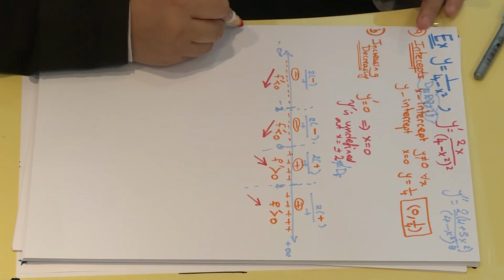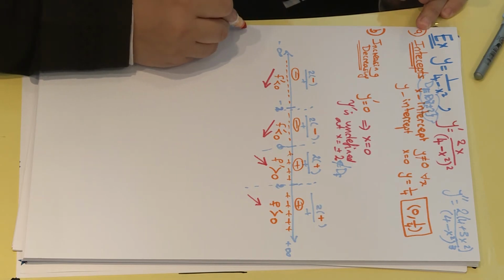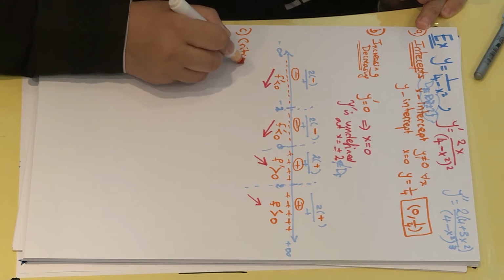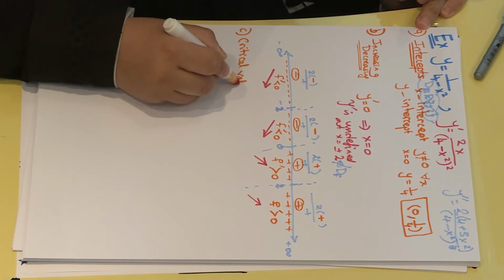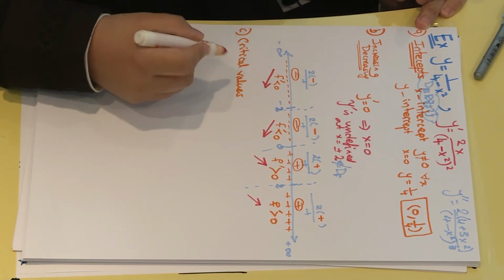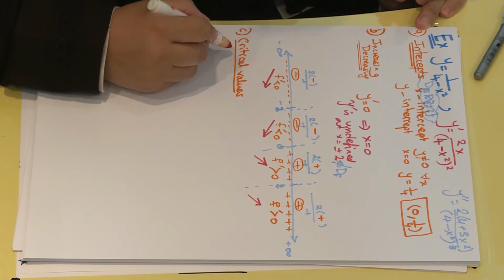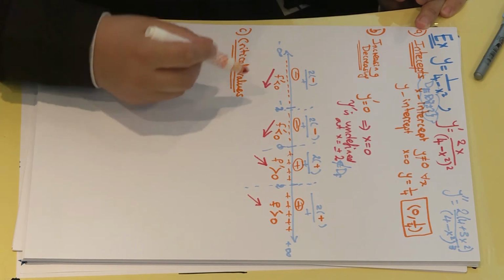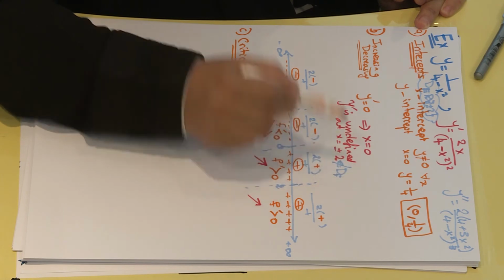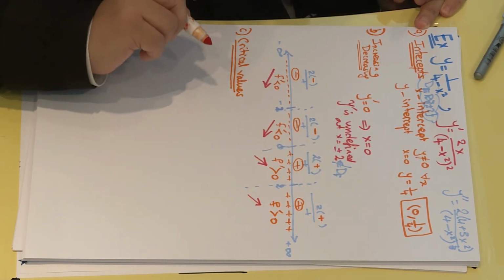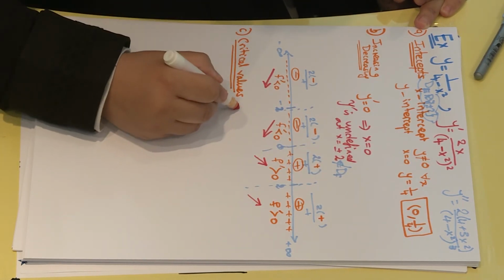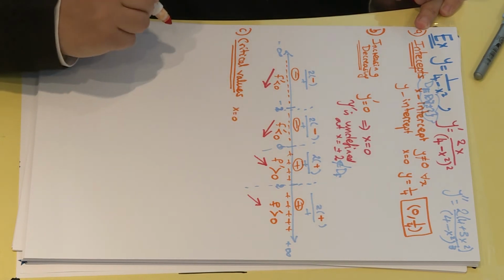Next, we are asking you to find critical values. We already did. The critical values are now known. Can we say that plus and minus 2 are critical values? No, they are not, because they don't belong to the domain of the function. Only we have x equal to 0.